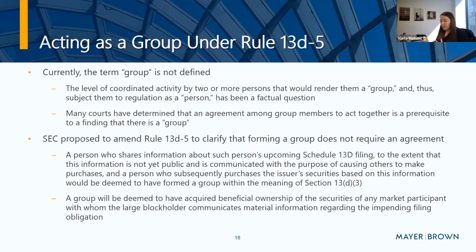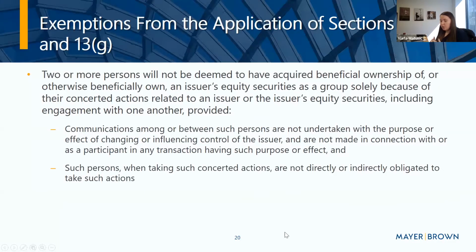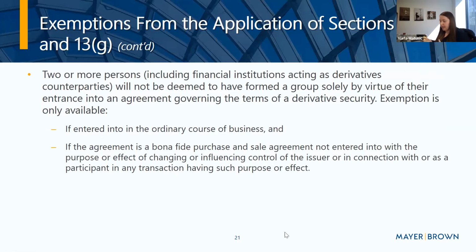The one that's a bit more specific, this is on slide 21, for derivatives counterparties and for institutions, is that solely by virtue of entering into a confirmation or a transaction in a derivative, when that's in the ordinary course of business and is a bona fide purchase and sale agreement, and there's no intent to influence or control, or if the derivative is not in connection with any transaction having that type of intent, that would also be exempted from the new group definition. Obviously, that second part, that it cannot be in connection with any transaction that has the intent to influence the issuer, could be very broad and problematic for a lot of the current business lines that we see.